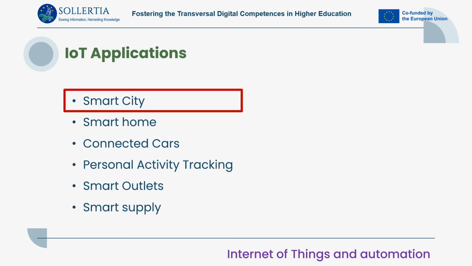This is just a small list of possible IoT applications, ranging from smart cities, smart homes, to just smart outlets and smart supplies in our homes.